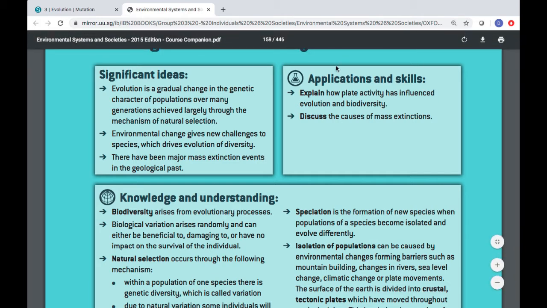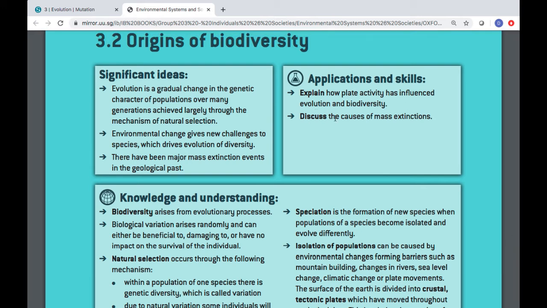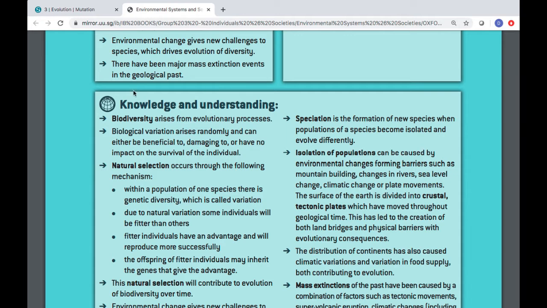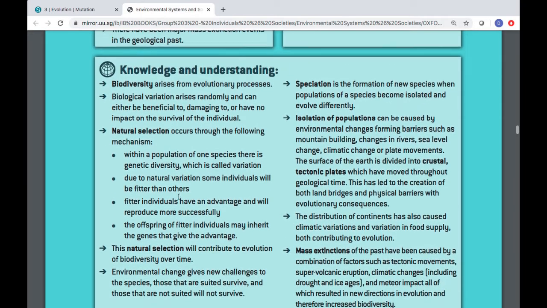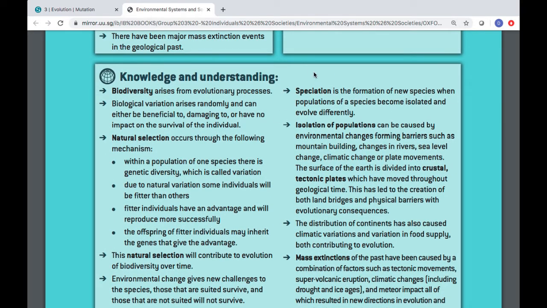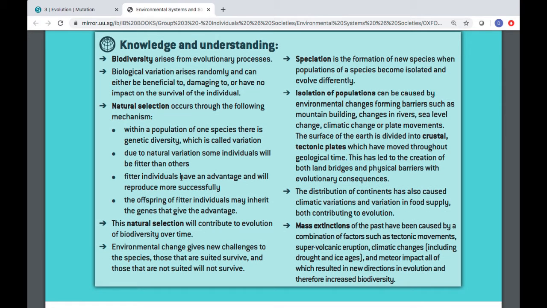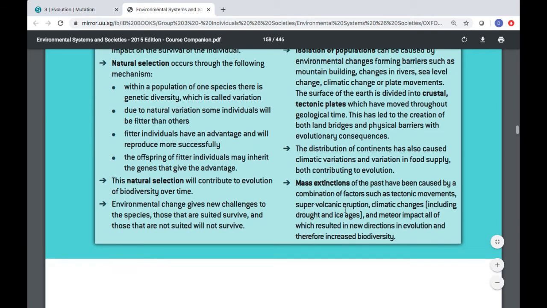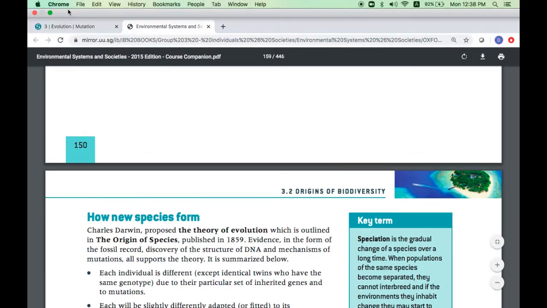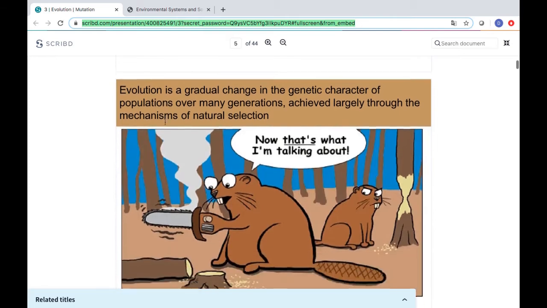Then, for application and skills, we need to know how to explain how evolution and biodiversity are together influenced, and how to discuss the causes of mass extinctions, okay? From this knowledge and understanding, again, we need to know the definitions and concepts of biodiversity, natural selection, environmental change, speciation, isolation of populations, and mass extinctions. Those are the main topics that we need to know from this chapter, okay? So we're going to start with an introduction here.